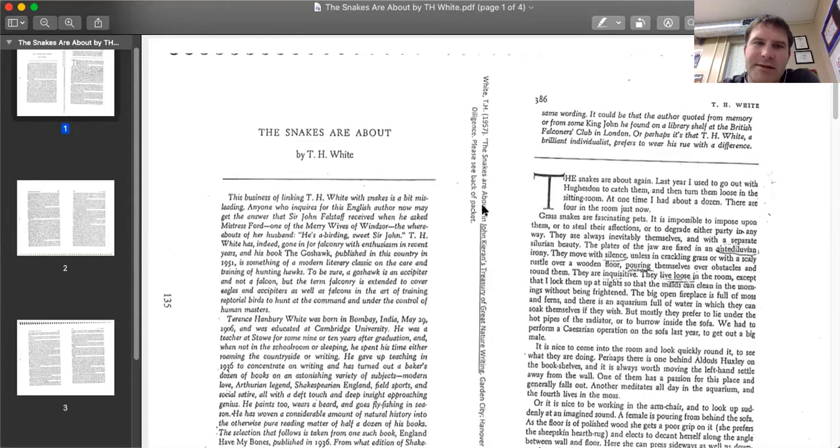A fun piece to kind of get you to understand what this genre is about is the first piece, The Snakes Are About by T.H. White. And then, of course, The Knife is just to show you what else people can do with this. So here is the first piece.